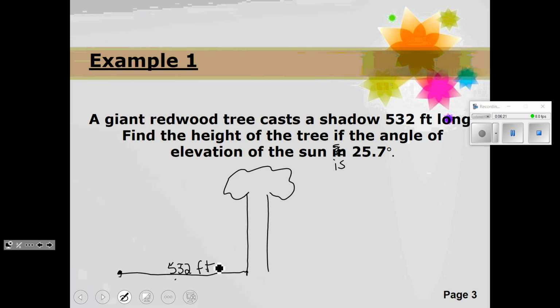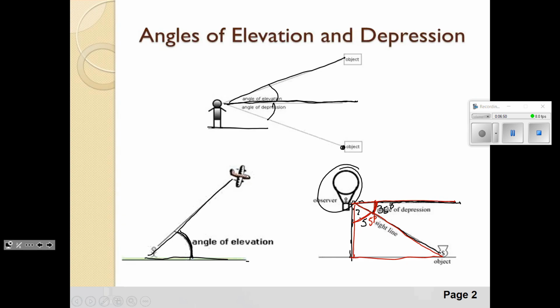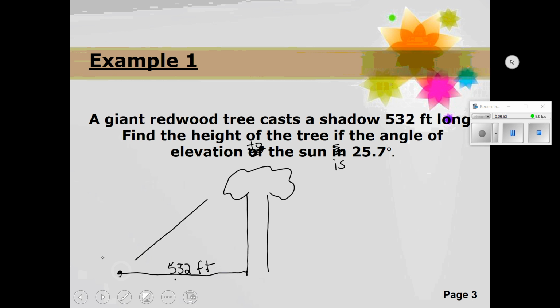And we know the angle of elevation to the sun. I think that says of the sun. I feel like it should say to the sun. To the sun is 25.7 degrees. So where would I draw my angle? First of all, if I'm looking up to the sun, it's going to go up like so. There we go. And here's your horizontal. Here's where you're looking. So here's your angle, 25.7.